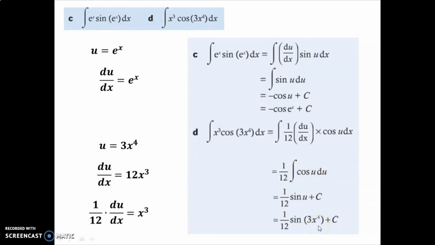Great problems, lots of different skills there. Derivatives, integrals, sine, cosine, linear rule, everything together. Hope you did okay with that.